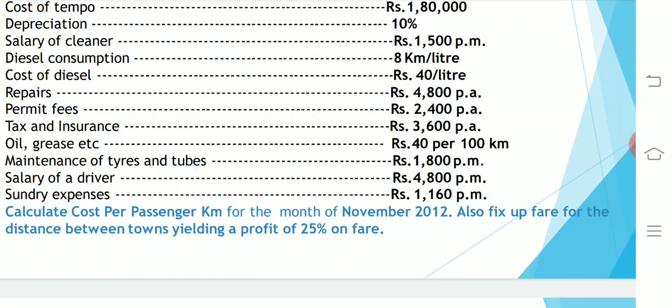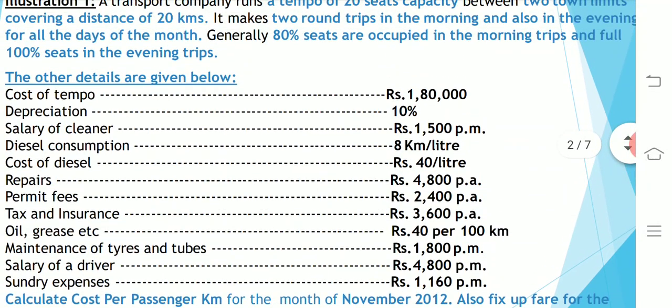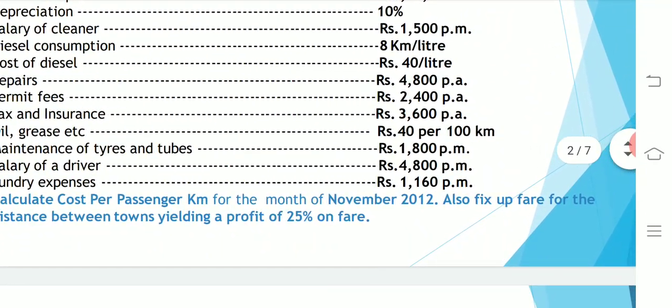Calculate cost per passenger kilometer for the month of November. So November has 30 days. The number of days worked is 30 days. Also fix up the fare for the distance between towns, yielding a profit of 25% on fare. So we have to calculate not only the cost per passenger kilometer but also the fare for the distance between the two towns. That means the distance between the two towns is 20 kilometers and we have to fix a fare for 20 kilometers yielding a profit of 25% on fare.